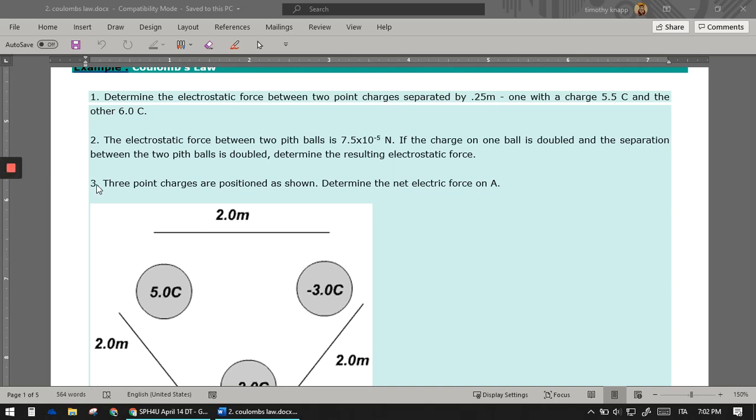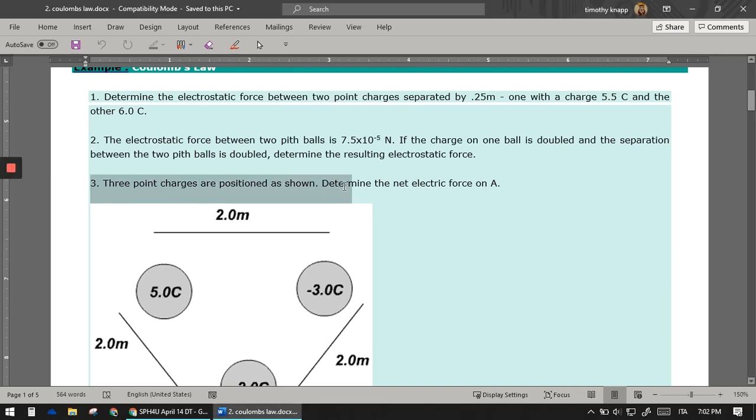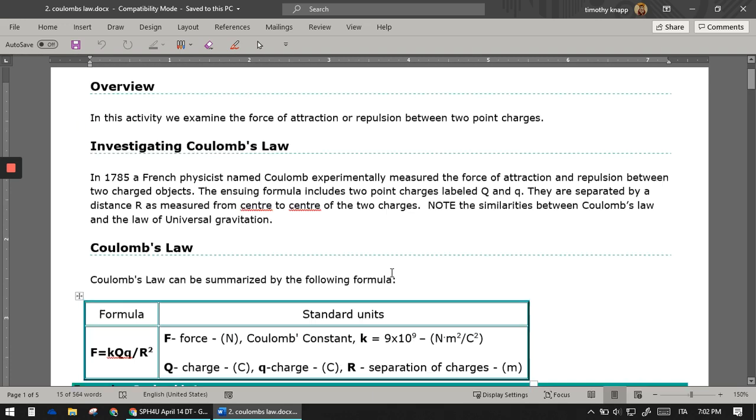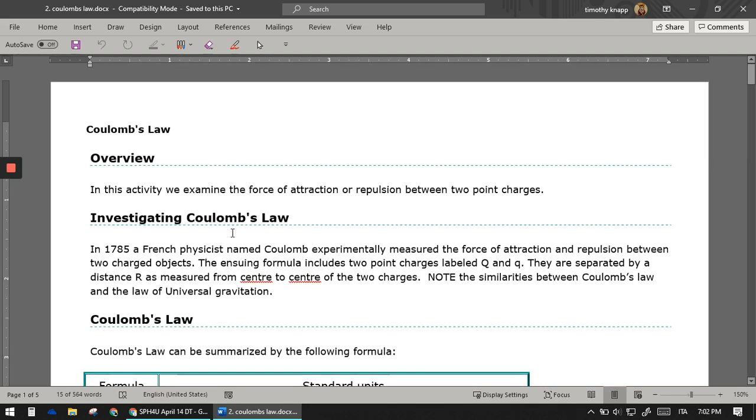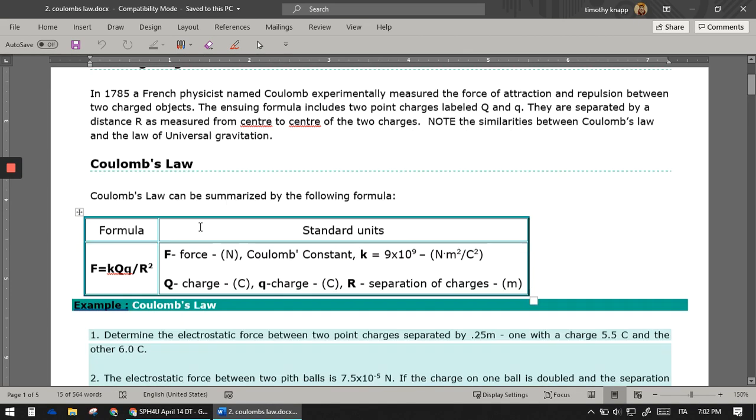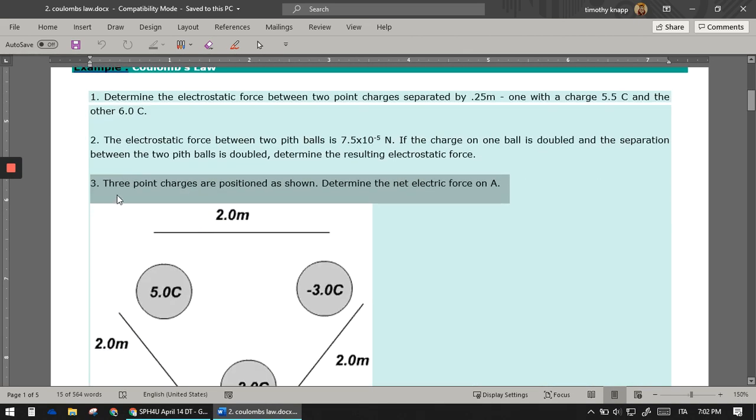We're having a little discussion here about this question. It was on the daily task on, I believe, April 14th or so, under the Coulomb's Law info sheet, a couple of practice questions here. Here it says 3 point charges are positioned as shown. Determine the net force on A.